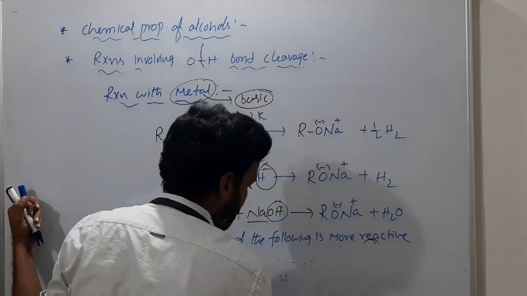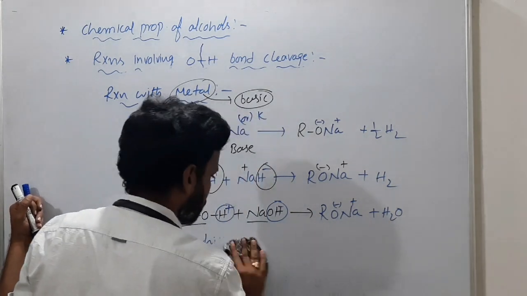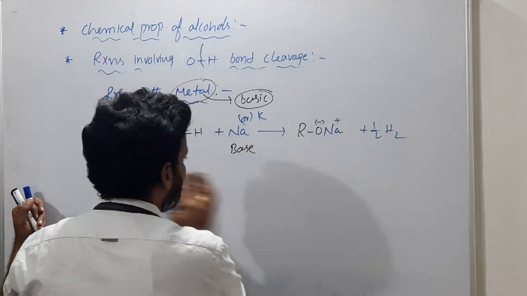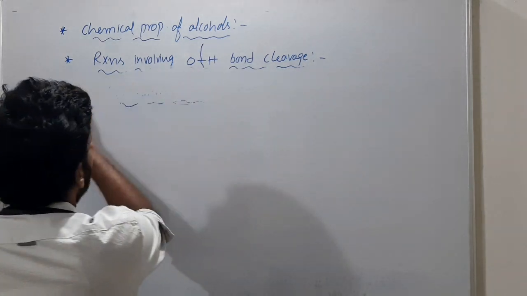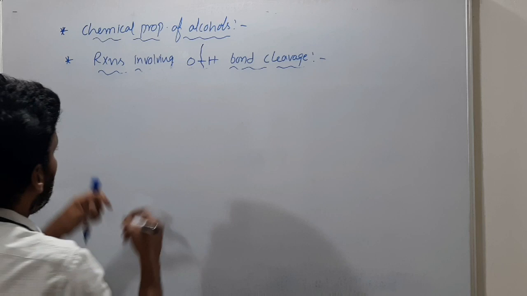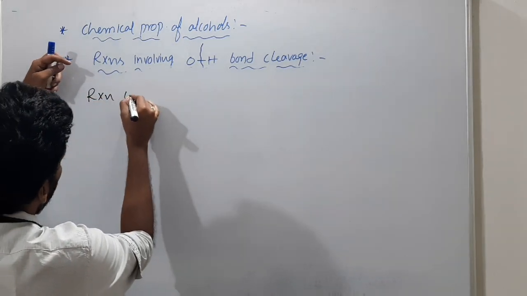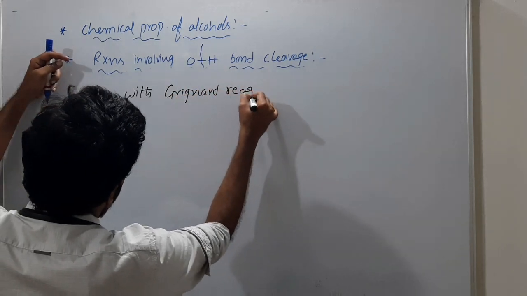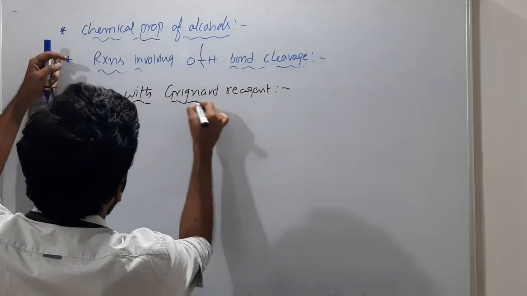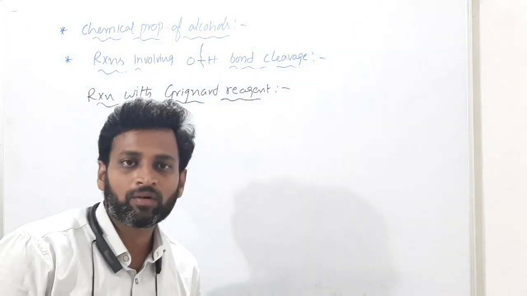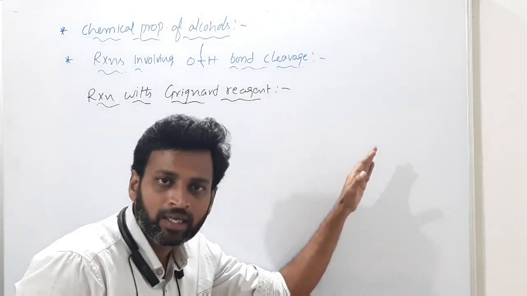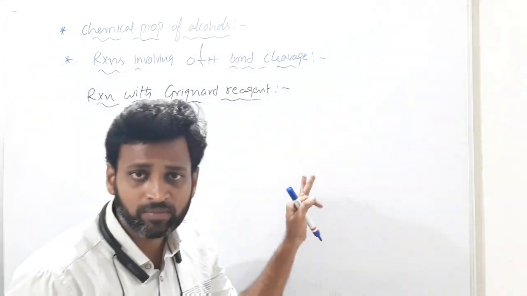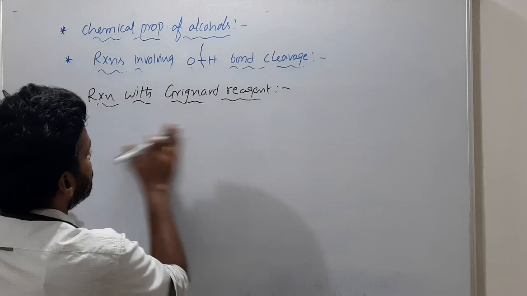And last and final, I'll give you one more for today's class. That is reaction with Grignard reagent. These all are reactions involving OH bond cleavage. Previously with metal what happened? Hydrogen was replaced by sodium. So the OH bond only was cleaved, or not? With Grignard reagent also the same thing happens.